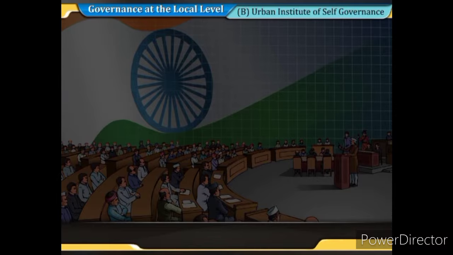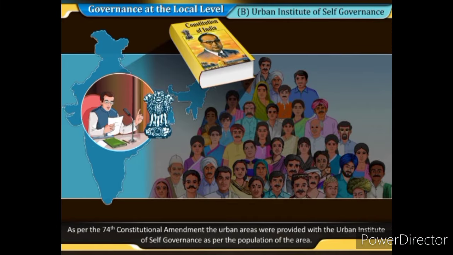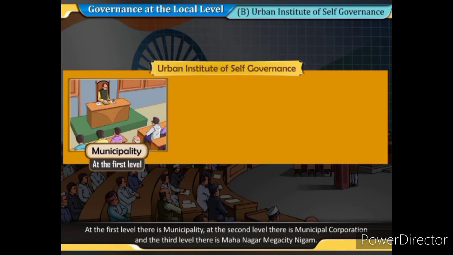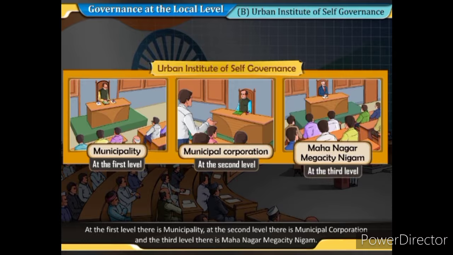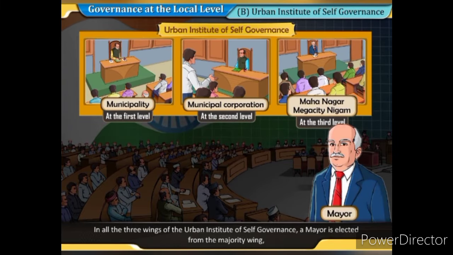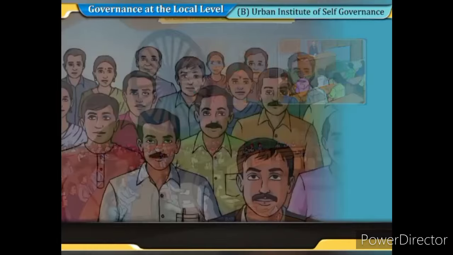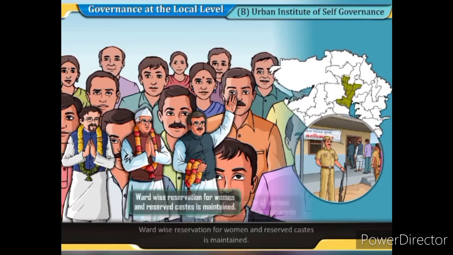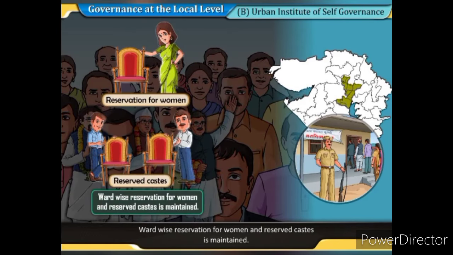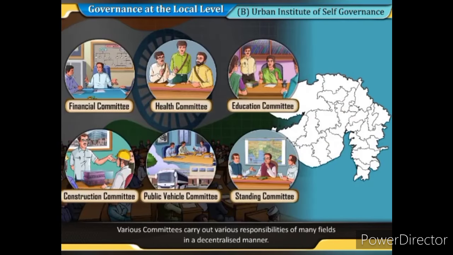Urban Institute of Self-Governance. As per the 74th Constitutional Amendment, the urban areas were provided with the Urban Institute of Self-Governance as per the population of the area. At the first level, there is municipality, at the second level, there is municipal corporation, and at the third level, there is Mahanagar Mega City Nigam. In all the three wings of the Urban Institute of Self-Governance, a mayor is elected from the majority wing. Apart from this, there are chairmen of various committees and corporators as per various wards. Ward-wise reservation for women and reserved castes is maintained. Various committees carry out various responsibilities of many fields in a decentralized manner.